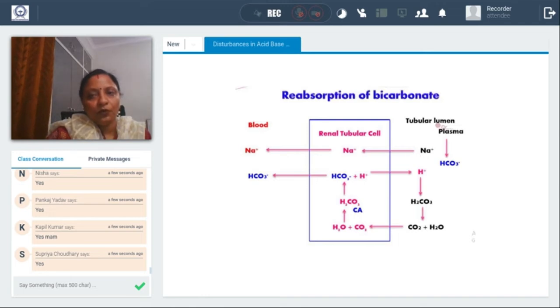Sodium in the tubular lumen, plasma, HCO3 minus plus H plus. H plus is excreted into the tubular lumen. This and this again form H2CO3, and it again dissociates into CO2. CO2 comes into the renal tubular cell, and again this whole process forms HCO3 minus, or bicarbonate ion, and this goes into the blood. So sodium reabsorption of bicarbonate with the sodium. Is it clear to all of you? Reabsorption of bicarbonate.